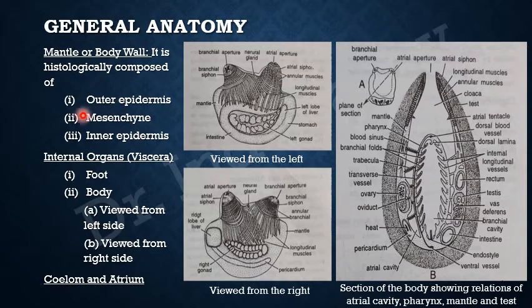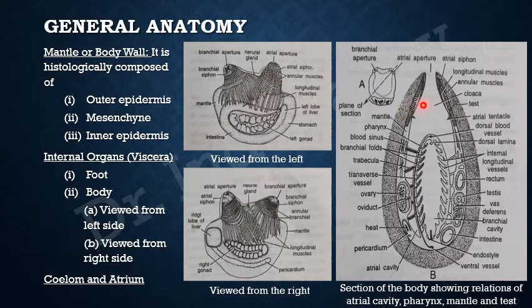The mesenchyme is formed by the mesoderm, and so it is made up of all the fibers and blood vessels and all. So it has all types of muscles, which are lodged in this region. And the inner epidermis, again, is formed by polygonal cells.